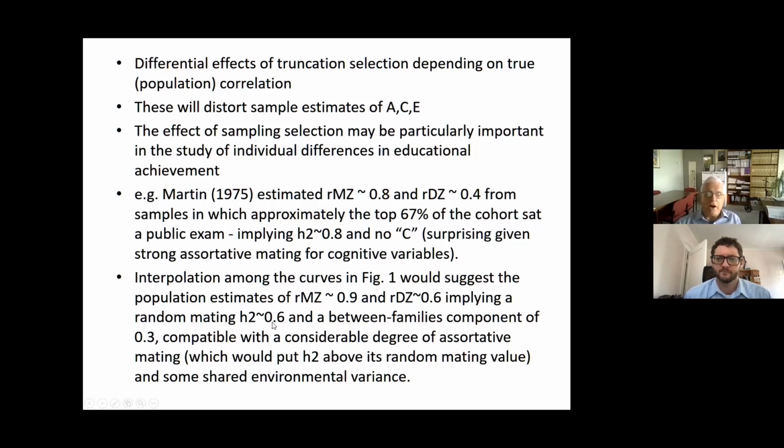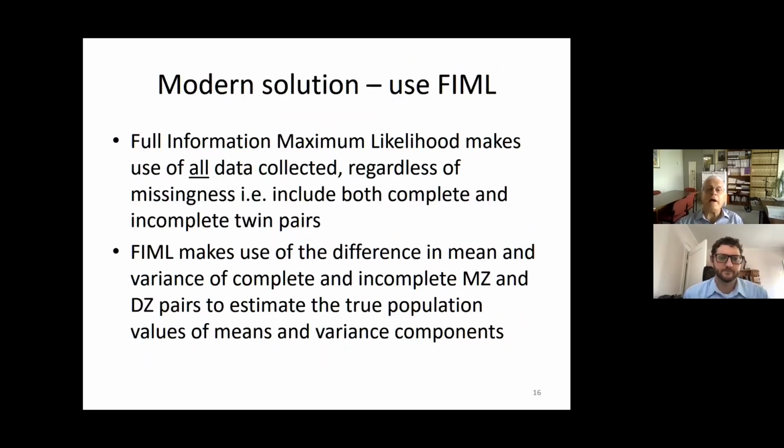which are consistent with a random mating heritability of about 0.6 and a between families component of 0.3, which is compatible with a considerable degree of assortative mating. And in fact, we can make a post-hoc adjustment for that, which one can do. Anyway, this has become very important. I think this was the first stab at this problem, and has led Mike Neale in particular to develop some very, very clever ways of tackling this problem in Mx.